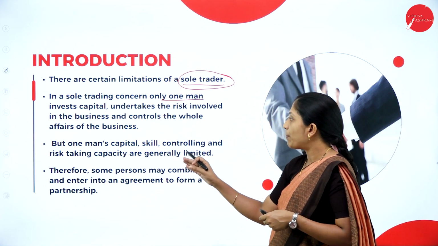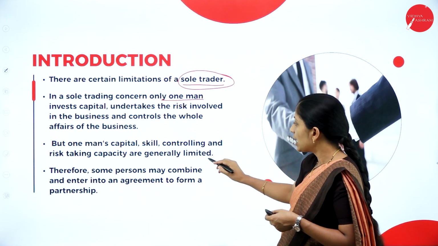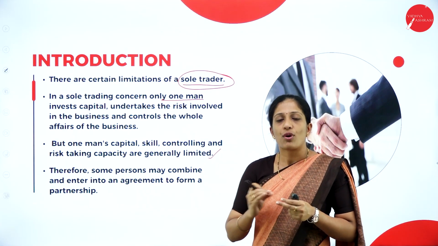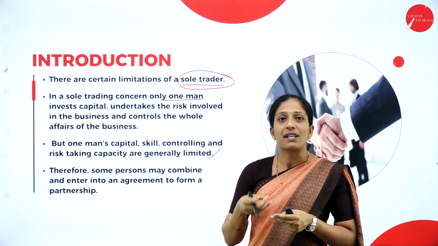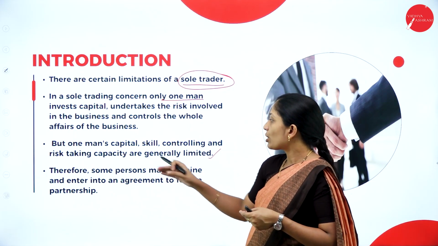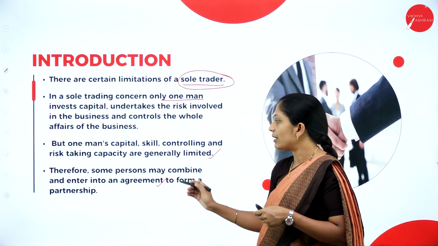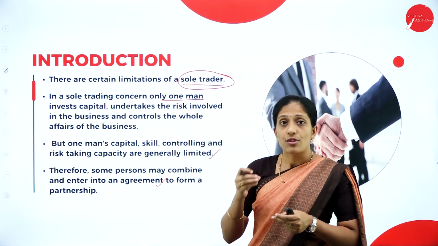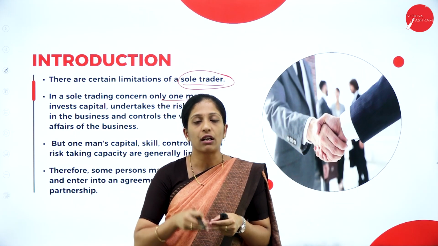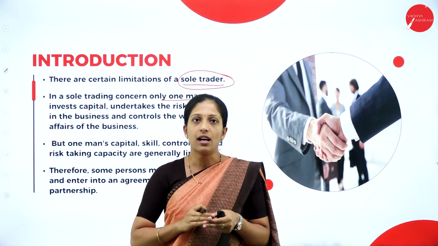But one man's capital, skill, controlling and risk-taking capacity are generally limited. So it becomes a burden for him. Suppose he wants to expand and the business activities are more, it is a burden for him. Therefore, some persons may combine and enter into an agreement to form a partnership. Depending upon his will as well as the requirement, he can appoint an extra person as a partner.